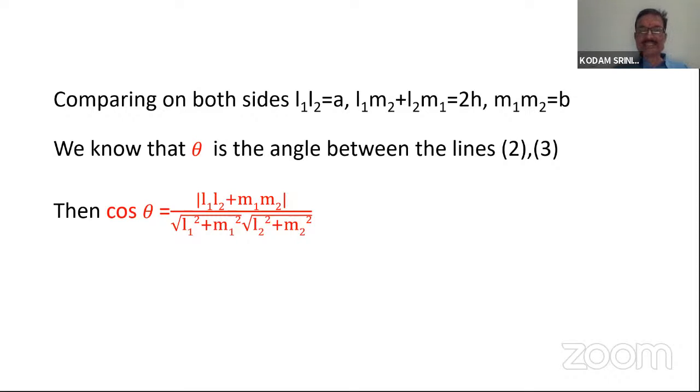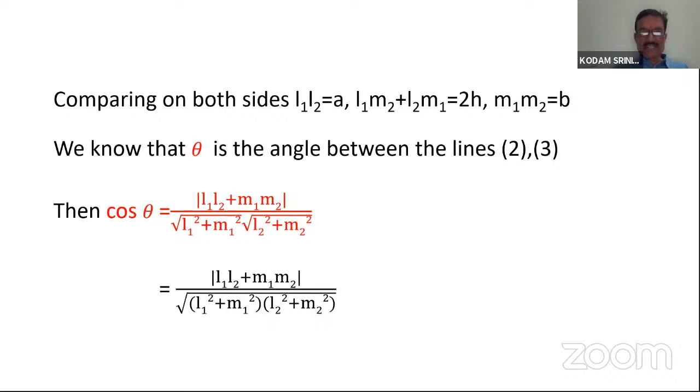Already we have discussed in the previous chapter that cos theta equals modulus of (L1 L2 + M1 M2) by under root of (L1 square + M1 square) into under root of (L2 square + M2 square). So similarly here also, to prove the above theorem, we have to use the formula cos theta equals modulus of (L1 L2 + M1 M2) by under root of (L1 square + M1 square) into under root of (L2 square + M2 square).